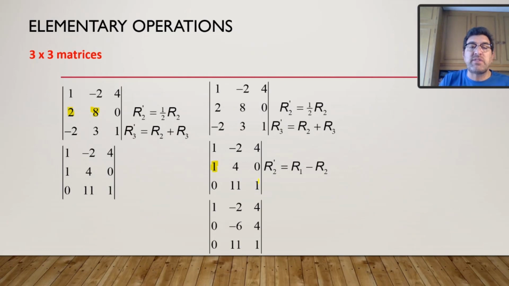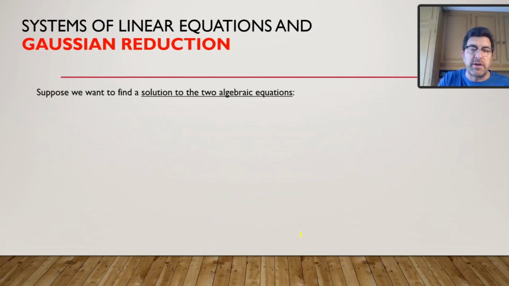Okay, so once we've done that, we can see that minus that is 0, minus 2 minus 4 is indeed minus 6, 4 minus 0 remains 4. Of course, row 3 remains untouched. We did nothing to row 3. Okay, so I think we're ready to start our focus on Gaussian reduction.